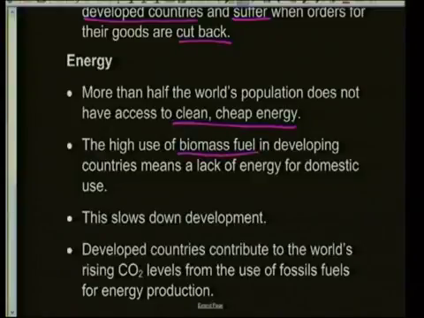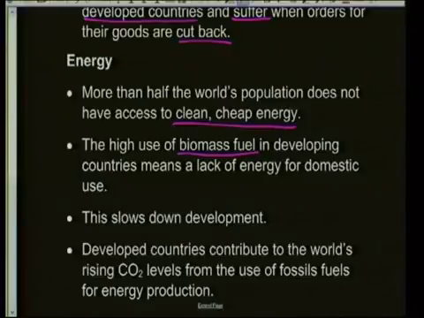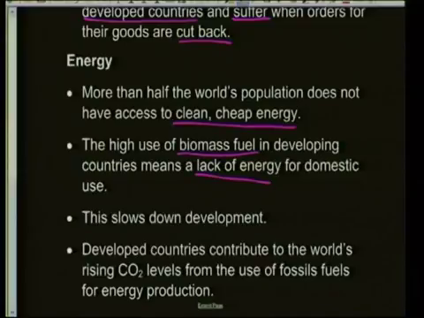Okay, maybe you don't understand what biomass fuel is. Biomass fuel is using waste products in order to generate heat. It says the high use of biomass fuel in developing countries means a lack of energy. Okay, so in other words, they might be able to use it in order to heat their homes, but it takes a lot to keep that heat running for long periods of time.